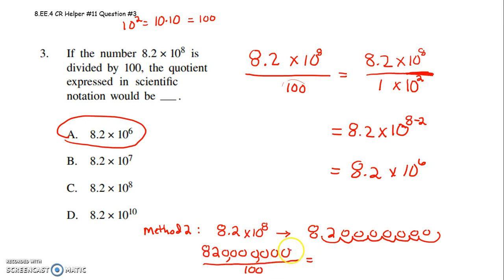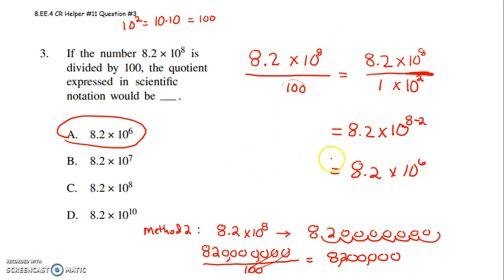And we could take that number and then divide it by 100. Well, if you're dividing by 100, you could just cross off that set of zeros, dividing out by 100. So then I'm left with 8, 2 with 5 zeros, 8,200,000. And guess what? If I move this decimal point over to put it back in scientific notation, 1, 2, 3, 4, 5, 6. 8.2 times 10 to the 6th.